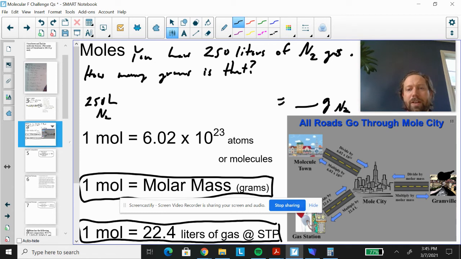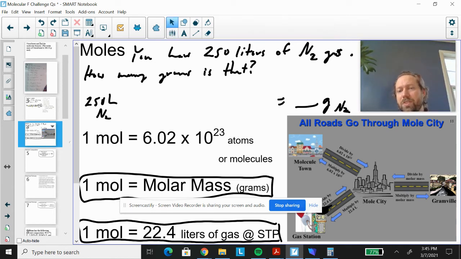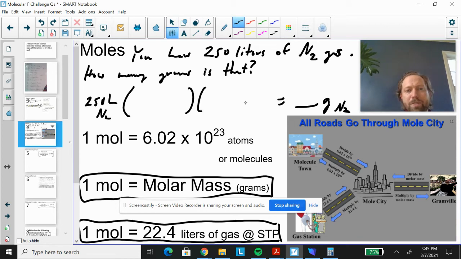Okay. Now, again, with your mole city, you would start down here in gas station. You would go to mole city, and then to get to number of grams, you go to Granville. So you go like that. So you divide by 22.4, and then you multiply by the molar mass. Okay. All right, to write this out, you're going to have two steps.